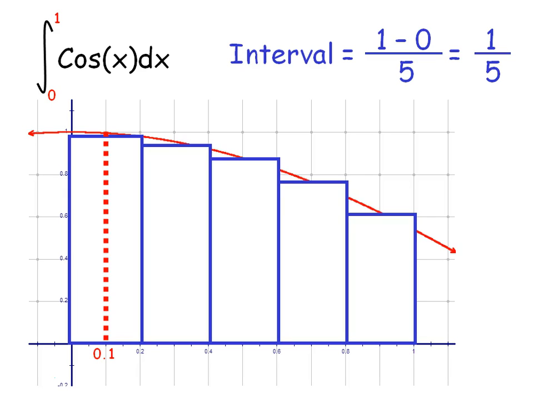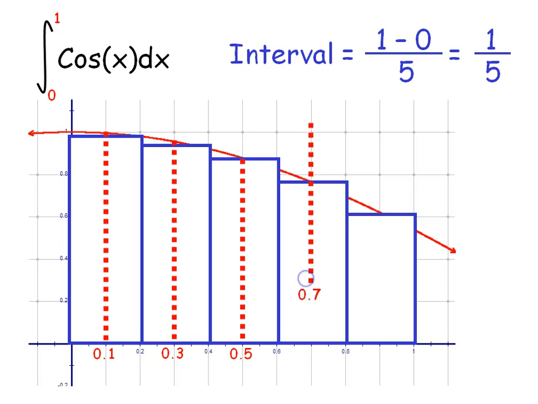The second rectangle would be 0.1 plus 0.2, or 0.3. The midpoint of the next rectangle, where the top of the rectangle is going to touch your curve, would be 0.3 plus 0.2, which is 0.5. The midpoint of the fourth rectangle will be 0.7. We're just adding 0.2 each time. And the last rectangle is 0.9.